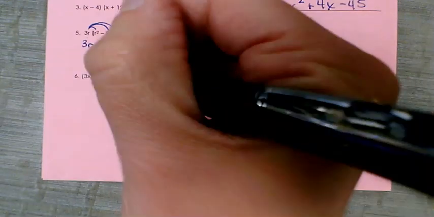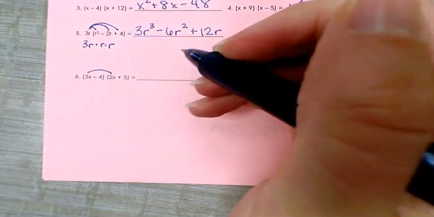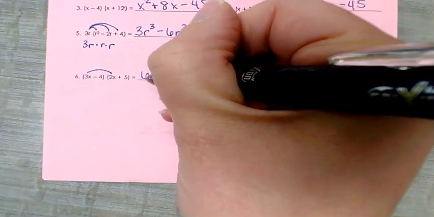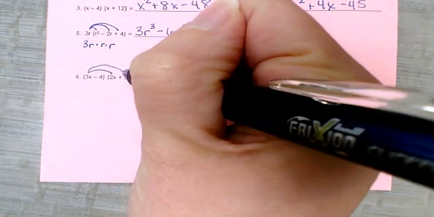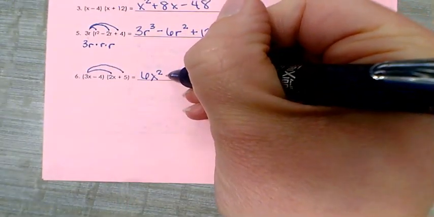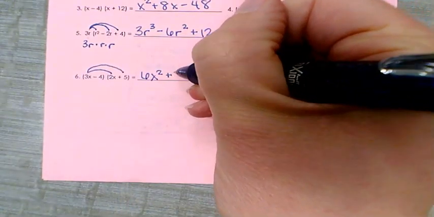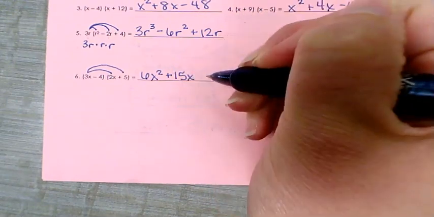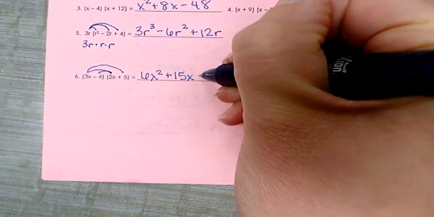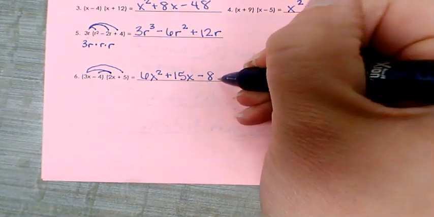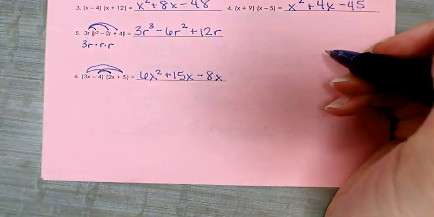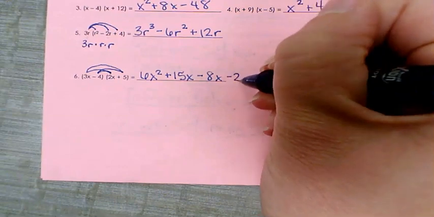So for FOIL, 3x times 2x, 3 times 2 is 6, x times x is x squared. 3x times 5, positive times positive is a positive. 3 times 5 is 15, and then it has an x. Negative 4 times 2x, negative times positive is a negative. 4 times 2 is an 8, and then it has an x. And then finally, negative 4 times positive 5 gives me a negative 20.